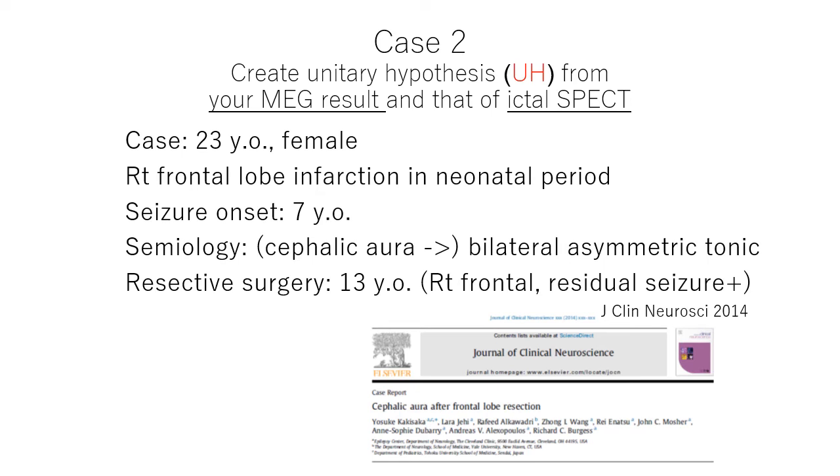23-year-old female patient had infarction in right frontal lobe in neonatal period. From age of 7, she started having a seizure. Initial seizure semiology consists of bilateral asymmetric tonic seizure. She received dissective surgery of right frontal lobe at the age of 13 because of intractable seizures. However, her seizures were not controlled. Of note, after surgery, seizure semiology changed. Cephalic aura appeared, which was followed by bilateral asymmetric tonic seizure.